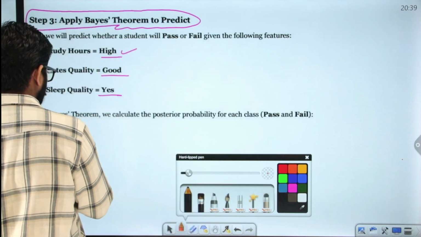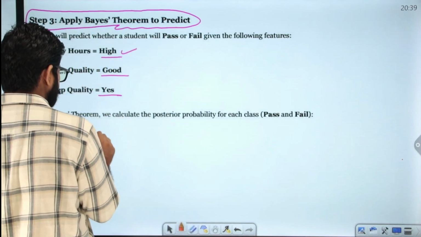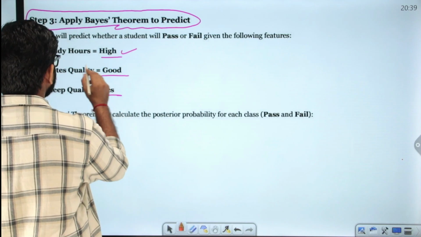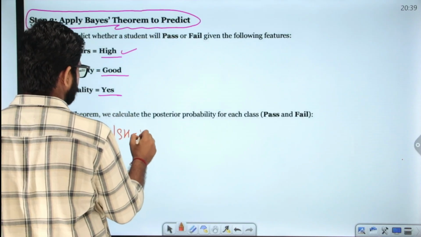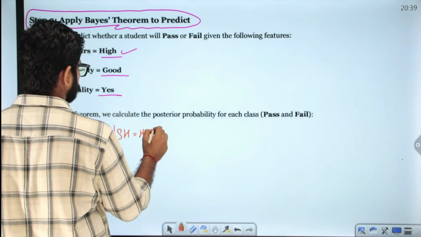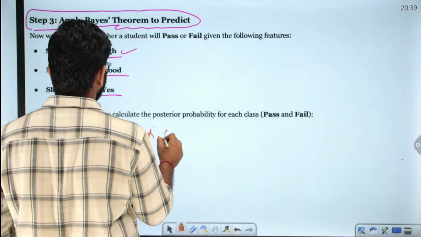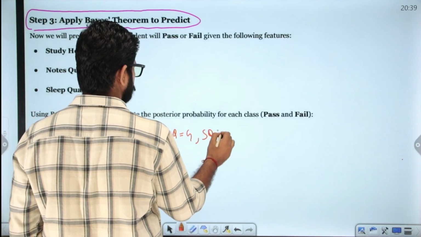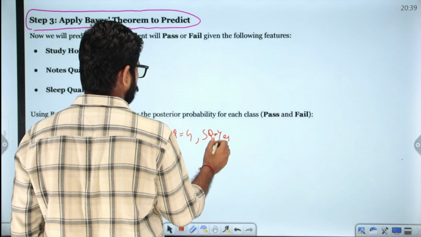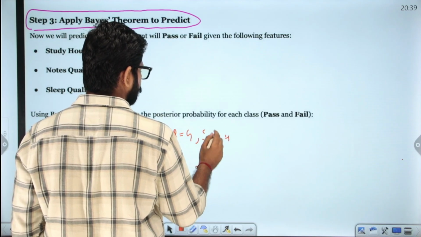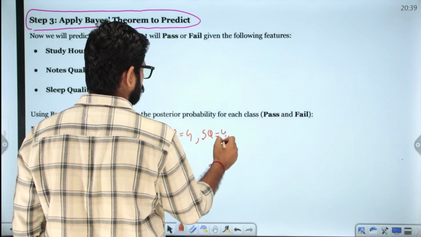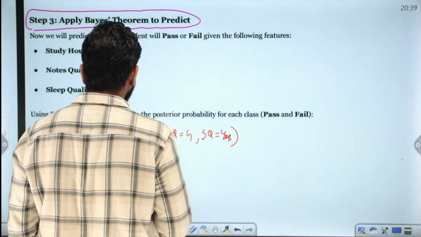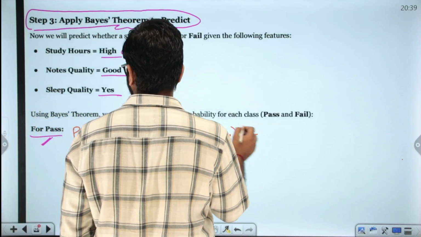So now we need to find out the probability of whether a student is pass when the study hours is high, when notes quality is good and sleep quality is good. Okay, you need to find out the probability there. The sleep quality is good, that is yes, a good sleep quality. So what is the formula by using this particular Bayes theorem?